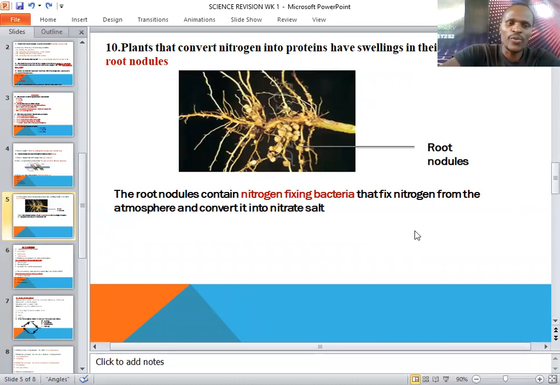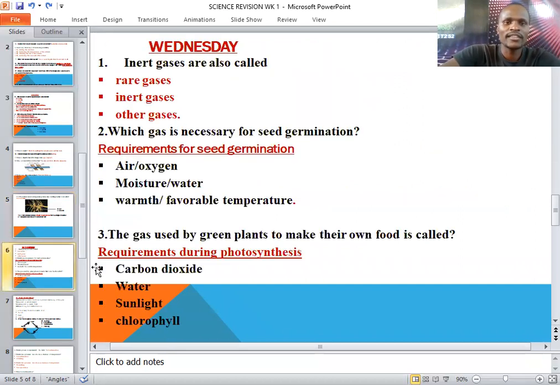Let's look at what we had on Wednesday, and that will be the final. Wednesday, inert gases are also called. I gave you there all the names. You can call them rare gases, inert gases, or other gases. All those 3 answers were accepted, and you could have used those ones.